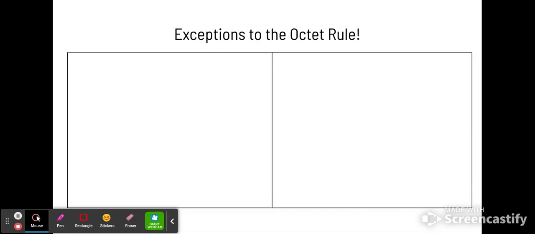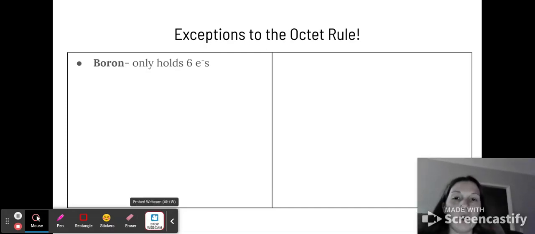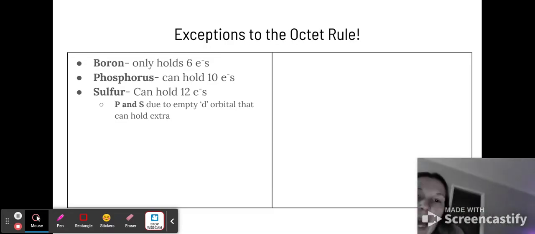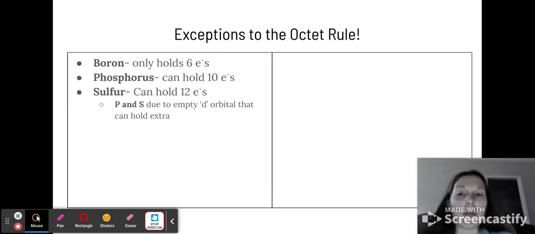Okay. So let's just go ahead through with the octet rule exceptions. So boron is an octet rule exception. It does only hold 6 electrons. That's all it can handle. So don't try to give it more than that. Phosphorus can hold 10 electrons, and then sulfur can hold up to 12. This is due to that empty d orbital that can hold extra electrons.